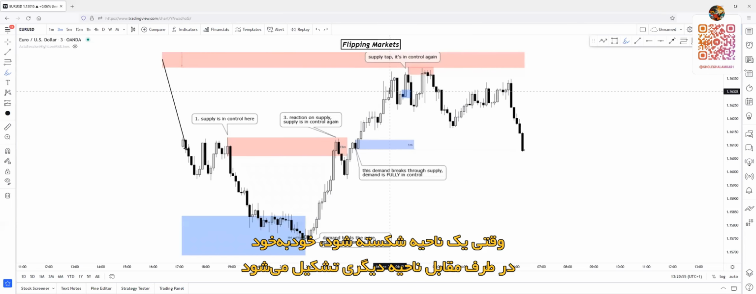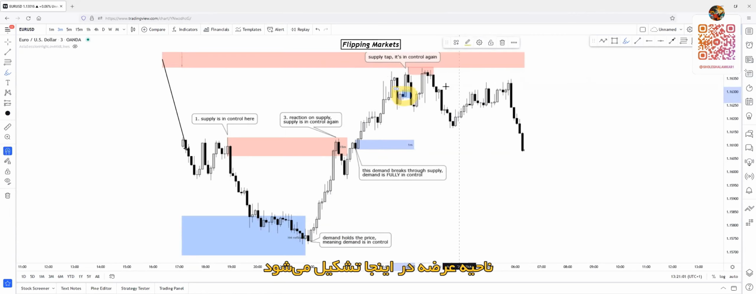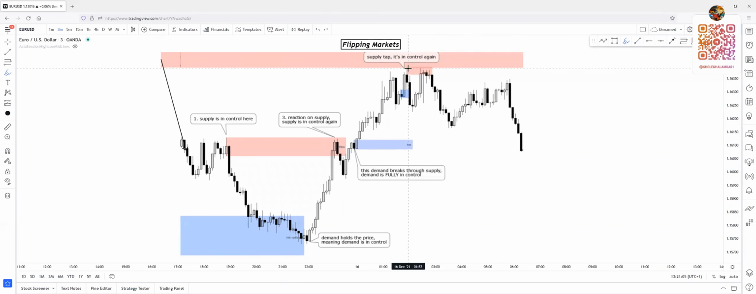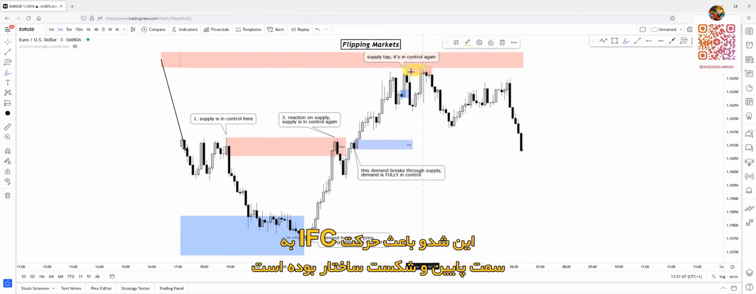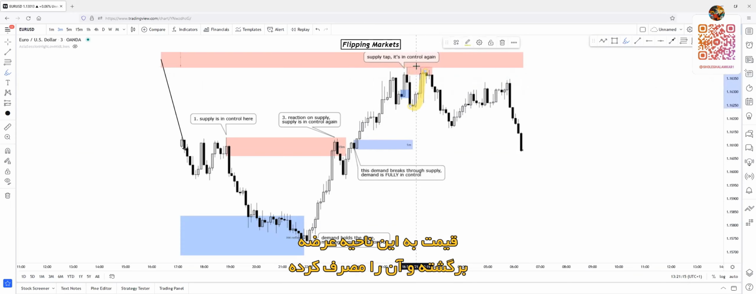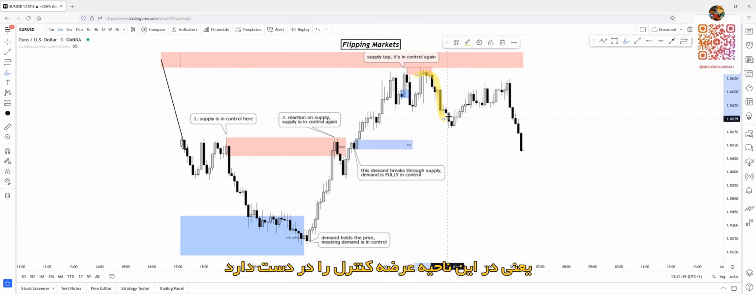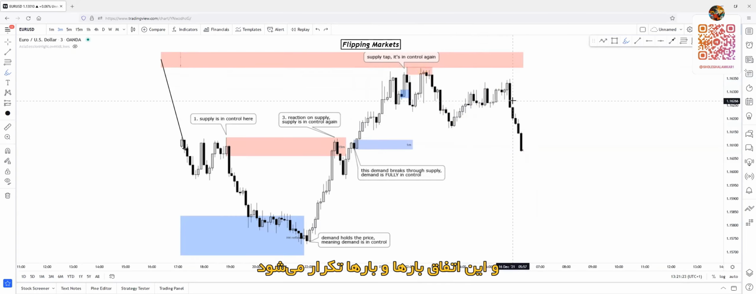If a zone breaks, then an opposite side zone will be automatically created. So if a demand zone breaks, which is here, a supply zone will be created, which is here. So this one started the inefficient movement to the downside and the break of structure. So this means this will be our right supply zone. As you can see, price came back up to this supply zone, mitigated this supply zone, and reversed the price again. So this means supply is in control in this region. And this goes on and on again.